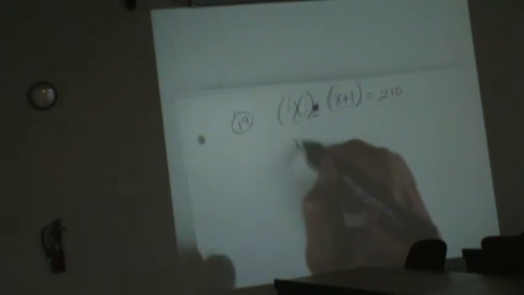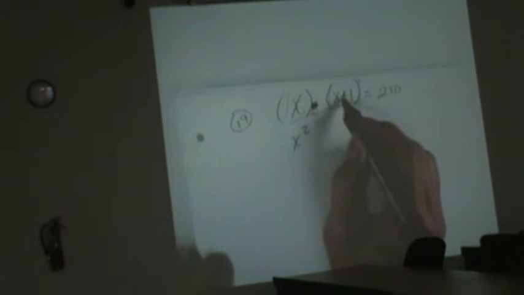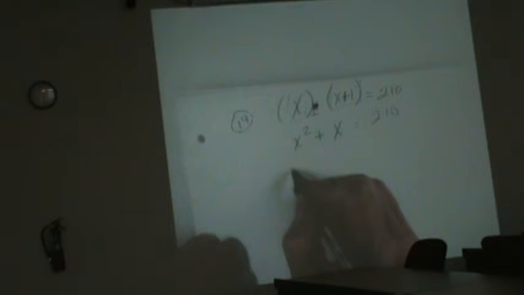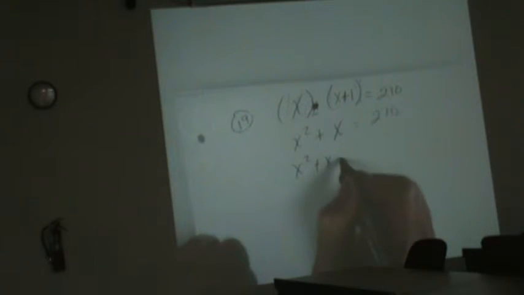Now multiply it out. x times x is x squared, plus x times 1 is x, equals 210. We need that to equal 0. So subtract 210. Equals 0. Now we need to factor that.